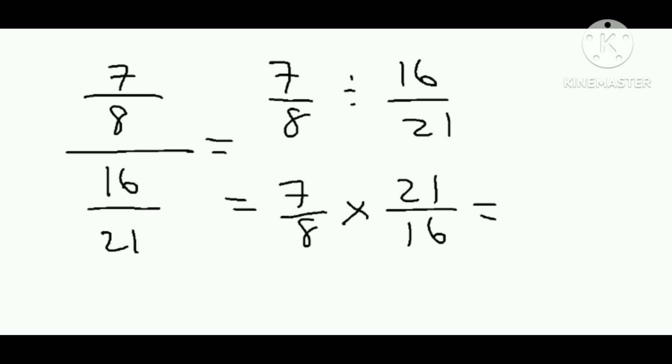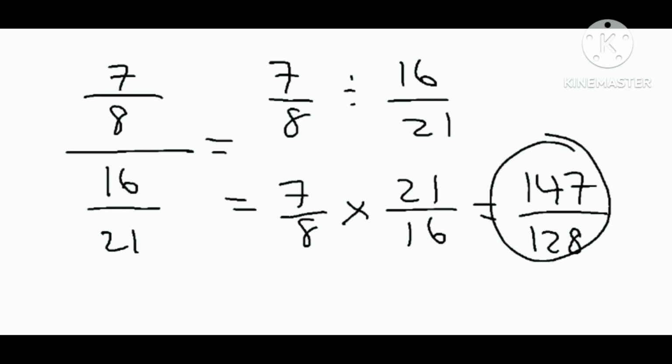So what's 21 times 7? 20 times 7 is 140, because 2 times 7 is 14. If you add a 0, you get 140. And 7 times 1 is 7, so this is going to be 147. Now what about 8 times 16? 8 times 10 is 80. 8 times 6 is 48. If you add 80 and 48, you're going to get 128. And so this is the answer, 147 over 128.